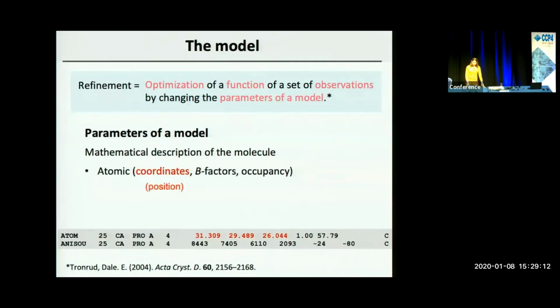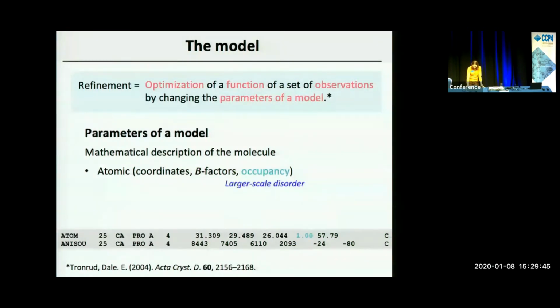One parameter to describe an atom is the coordinates. These are 3 values to describe the position. Another parameter is the B factor that describes the local mobility. This can be either a single number, in the case where the thermal motion is isotropic, or it can be 6 numbers if the motion is anisotropic. And finally, we have the occupancy, which describes large-scale disorder.